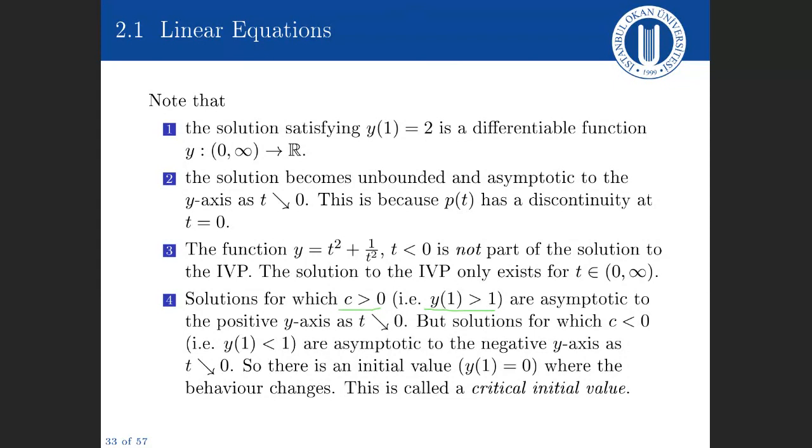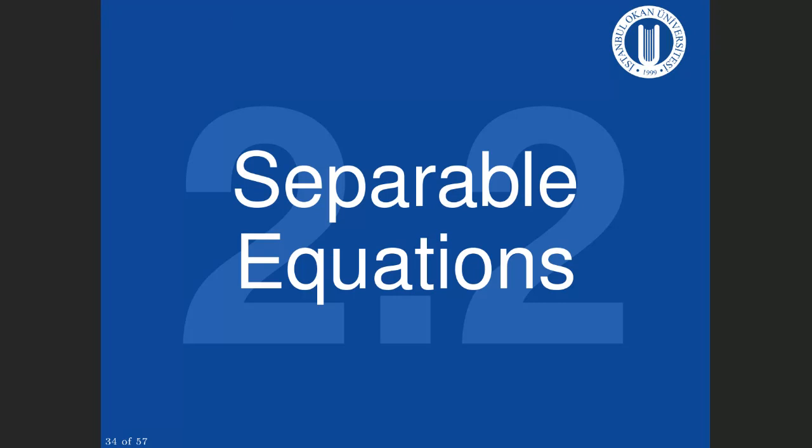There's an initial value in the middle, in this case y of 1 is equal to 0, where this behavior changes. In mathematics, we have a name for a point or a value where something changes. It's called a critical initial value. In calculus, you studied critical points where the derivative is 0. Same idea here. Behavior changes at a critical initial value. And that's all I want to say about linear equations.